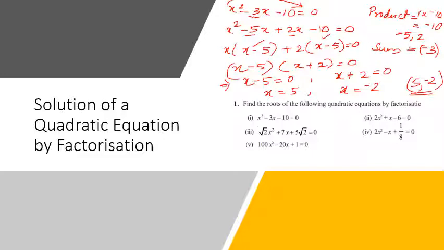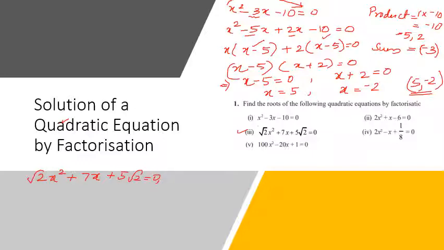Okay. Now, let us check another one. Let us check the third one. So, third one, it is a root question you are getting. So, how will we do that root question? Let me do it over here. Can you see? I'll do it over here. That is root 2x square plus 7x plus 5 root 2 equal to 0.